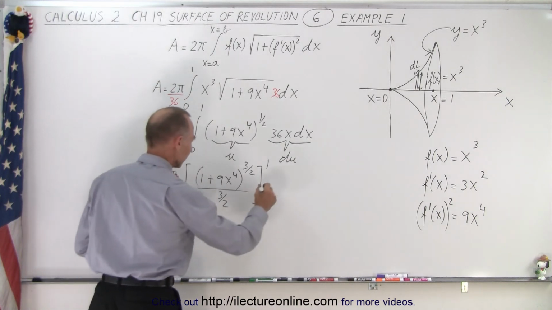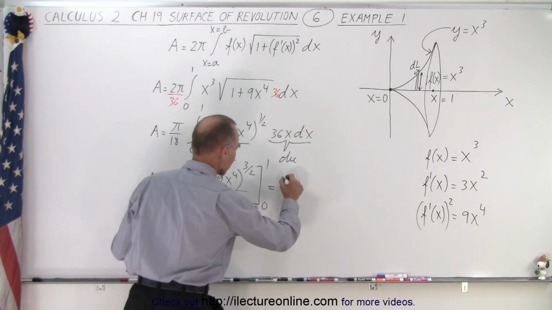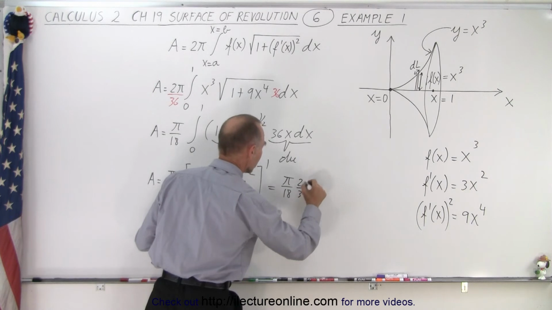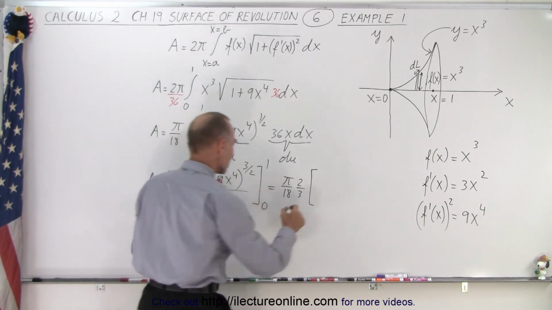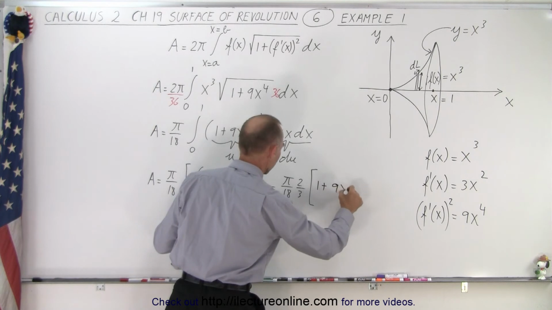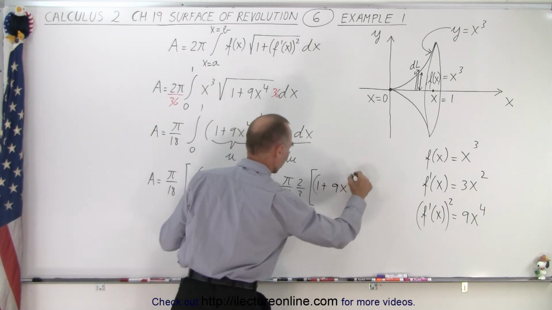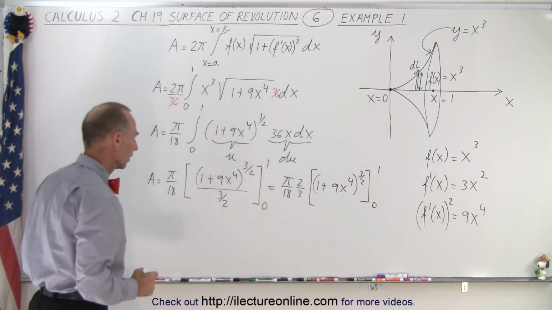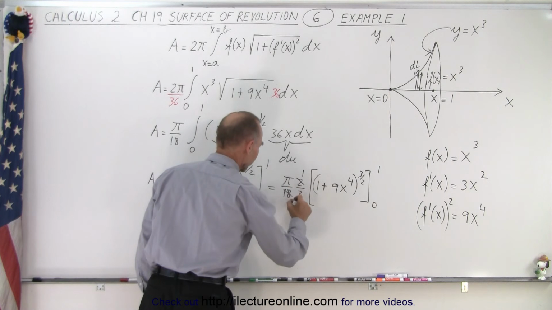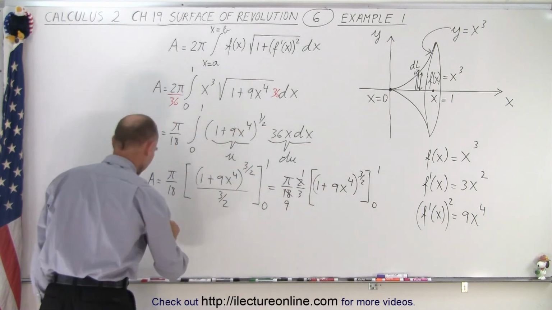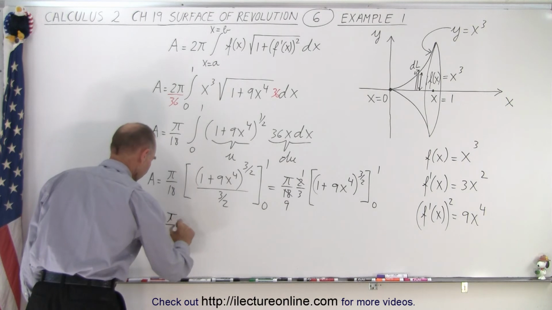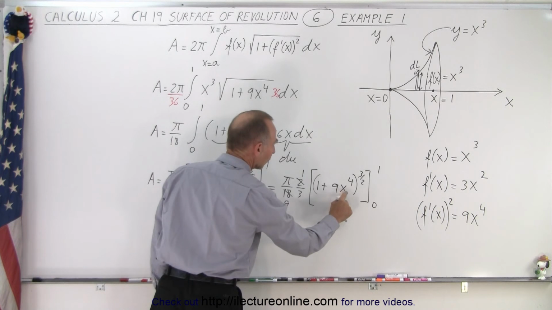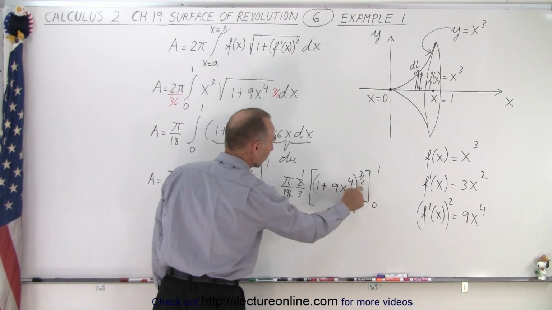All right, simplifying this, so this is equal to pi over 18 times the inverse of this, 2 over 3, times the quantity 1 plus 9x to the fourth to the 3/2 power evaluated from 0 to 1. Simplifying this becomes 1, this becomes 9, so we have pi over 27 times. When we plug in the upper limit, we get 9 times 1 plus 1, which is 10 to the 3/2 power.